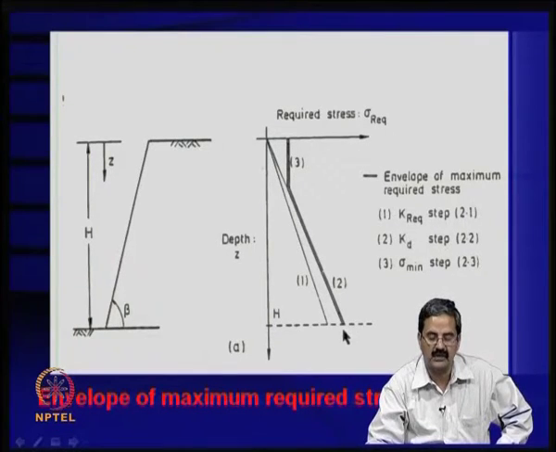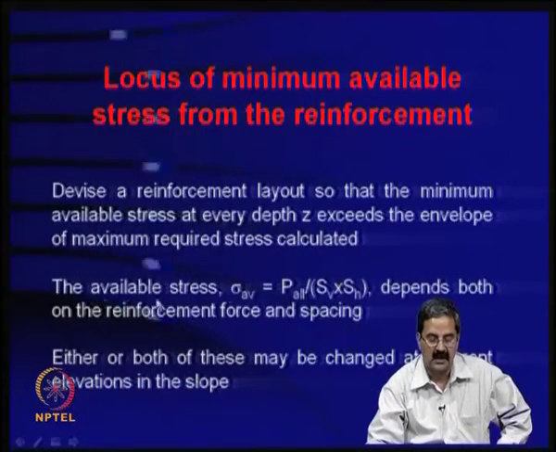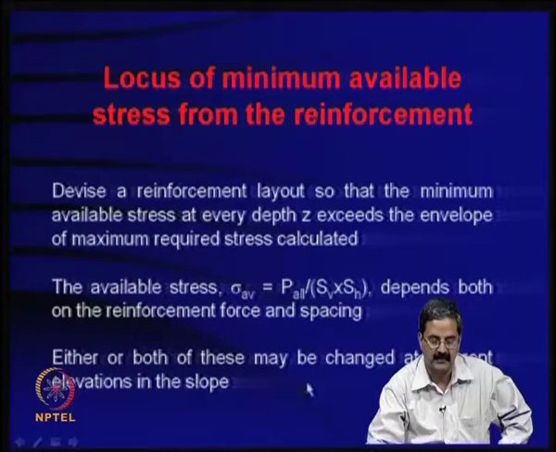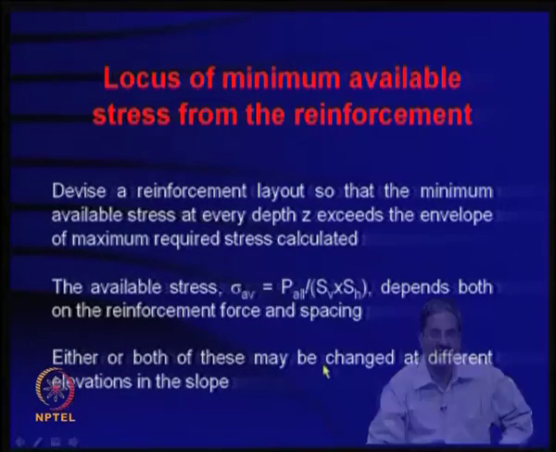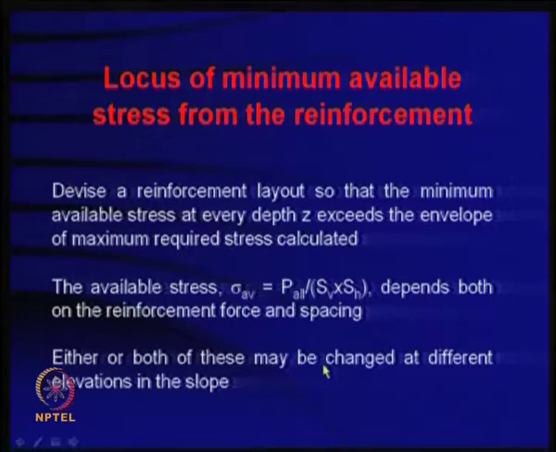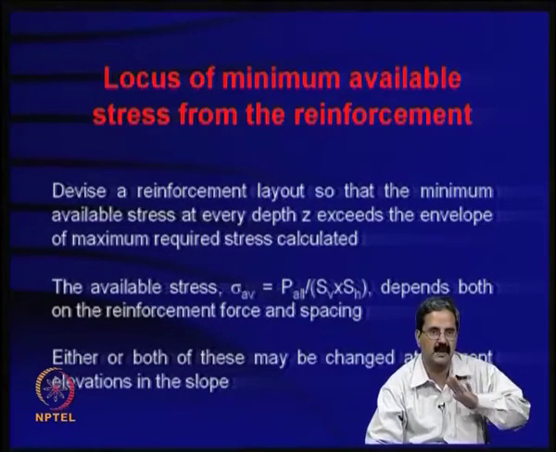That way you ensure that it is stable at all levels. We will see that anyhow. And available stress PAV is nothing but this is SV into SH, that depends on both the reinforcement force and spacing. And you can always meddle with the spacing and length and all that. Of course, if you are using a geogrid or a geotextile, its horizontal spacing is per meter length actually.